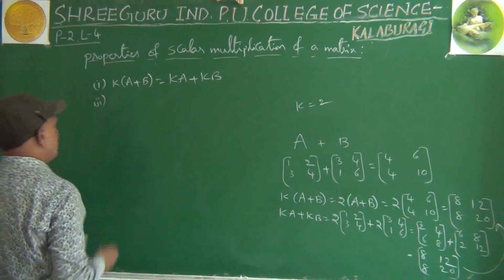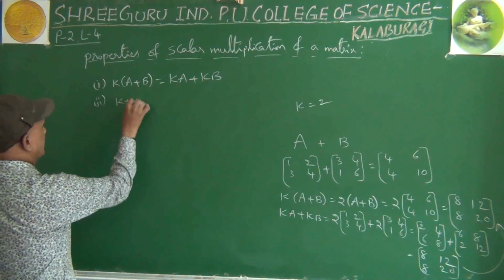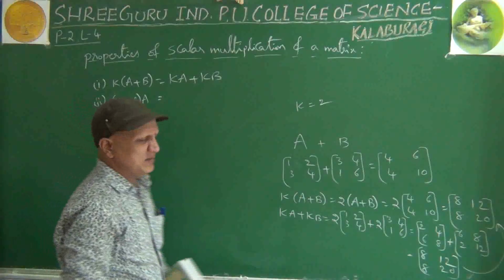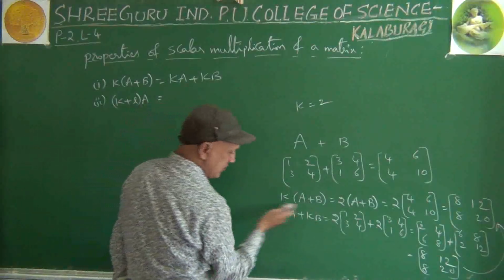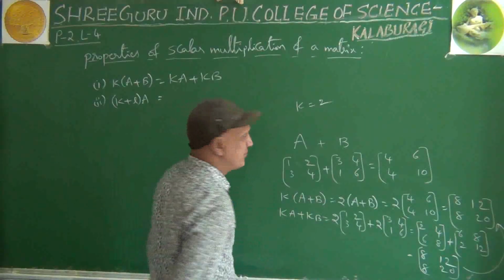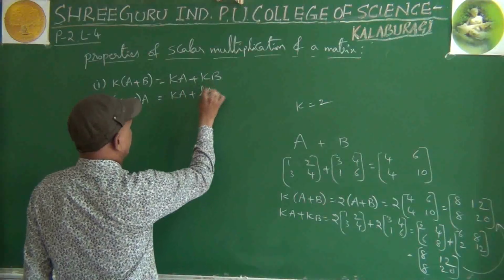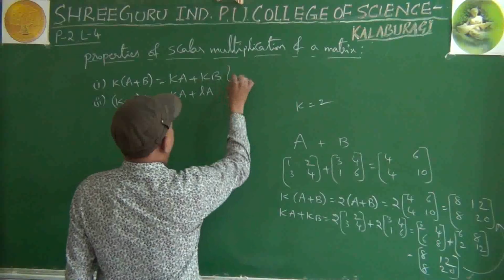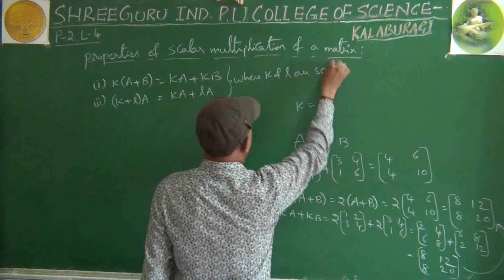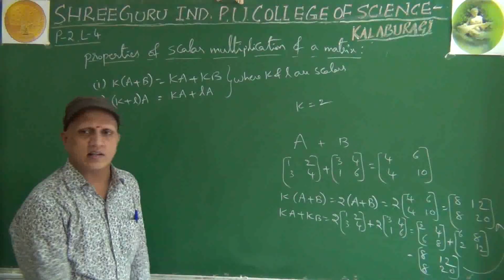Another one is there. Only two properties are there in this. Another one is (K plus L) into A. This is also same, like algebra simplification. How do we solve this one? K into (A plus B). Simple multiplication. Same. Here also KA plus LA, where K and L are scalars. Here only K is there, K is scalar. Here K and L are there, K and L are scalars. Right?